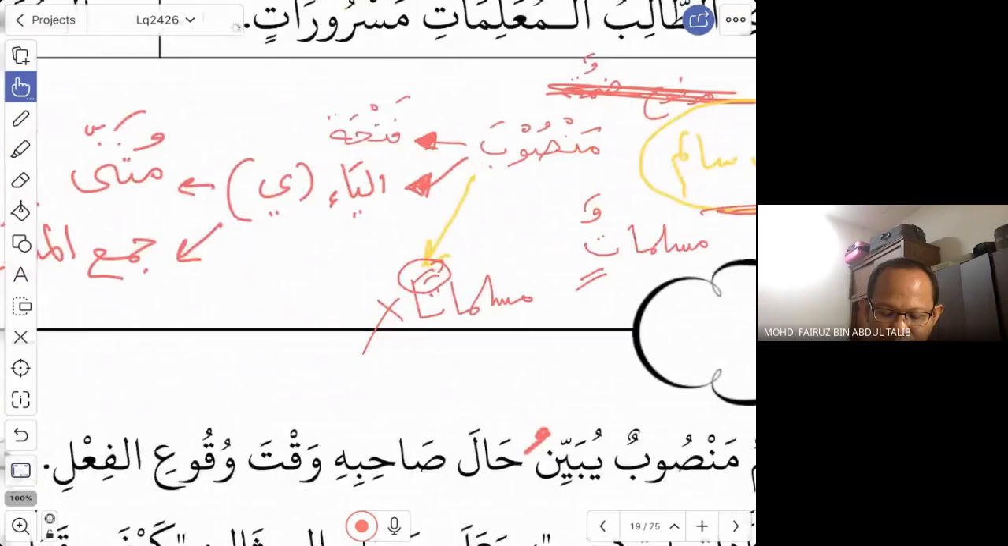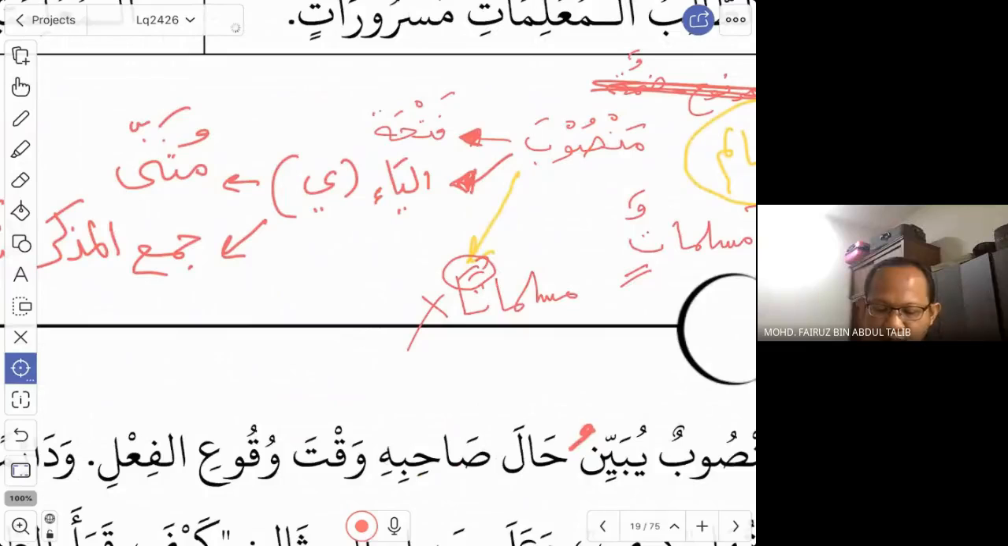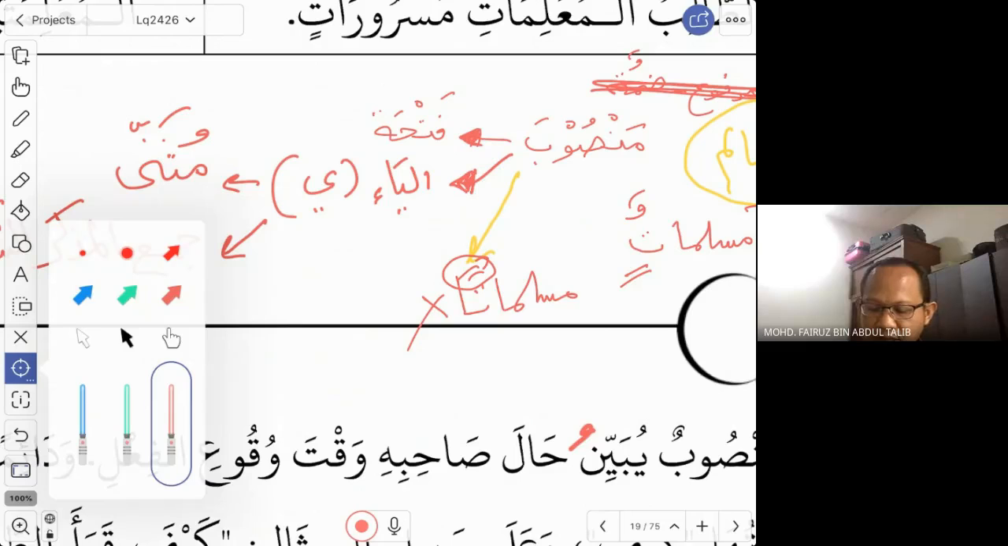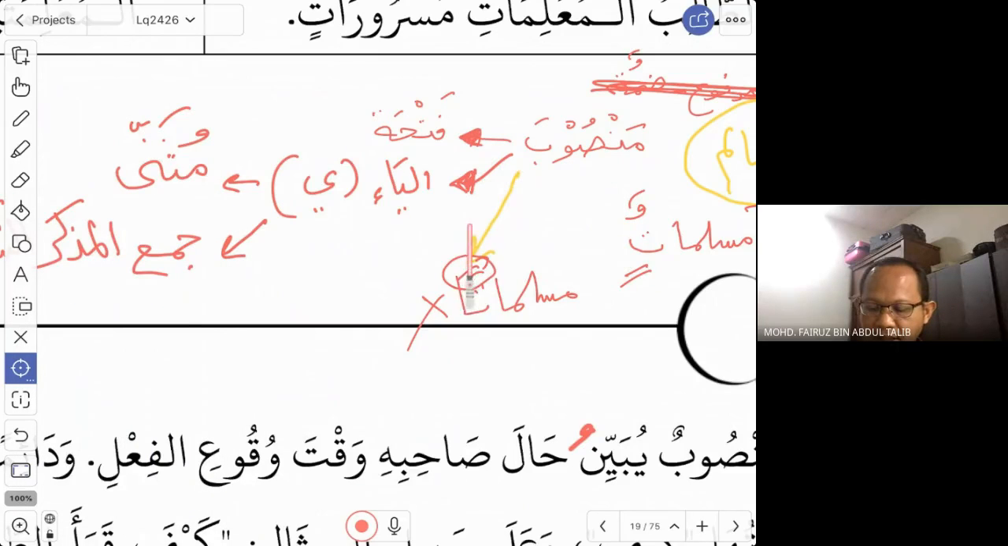When do you use ya? When the word is musanna and when the word is jama' muzakkar salim. There is no mention of jama' mu'annas salim. So that means we have to use another alama. That is why here I draw another arrow, to indicate that we have to use another alama.